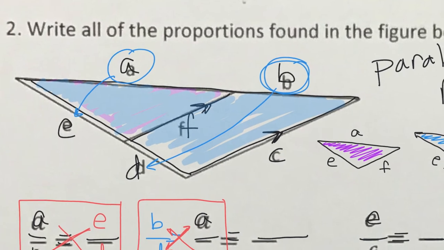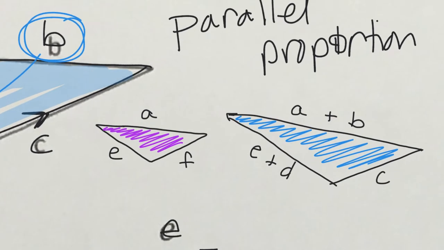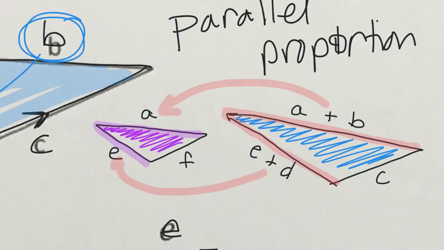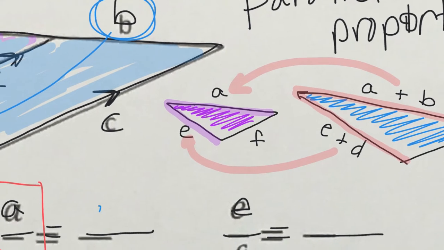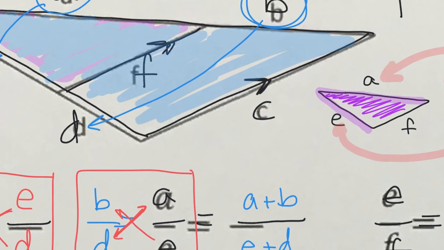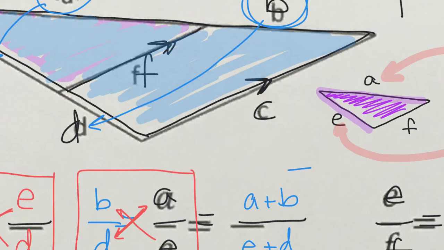Now, what else does A over E relate to? If I did A over E, looking at this triangle, that could also be A plus B over E plus D, because these 2 sides correspond. So I have 2 different proportions for A over E. I could either be using the parallel theorem proportion, or I could be using my similar triangle proportion, where I'm comparing corresponding sides of 2 different triangles.